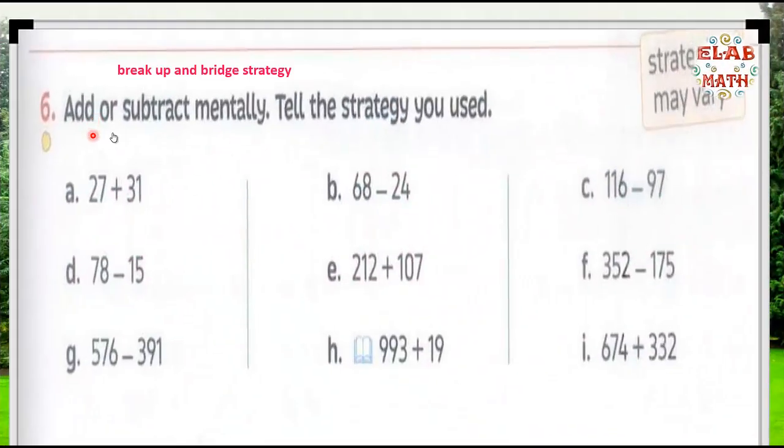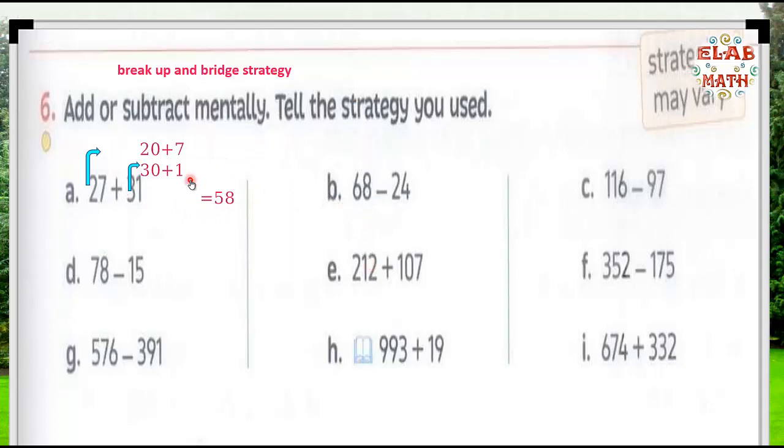Number 6, add or subtract mentally. Tell the strategy you used. First one, 27 plus 31. I can use the break apart strategy. 27 will be 20 plus 7. 31 equals 30 plus 1. And make addition, ones with ones, tens with tens. 7 plus 1 is 8, and 20 plus 30 equals 50. 58, the result or the answer.